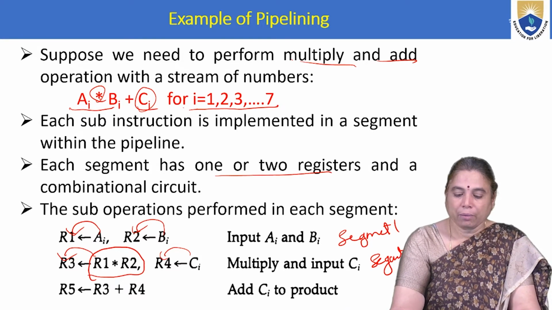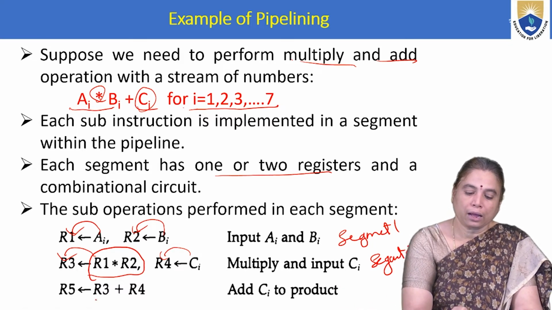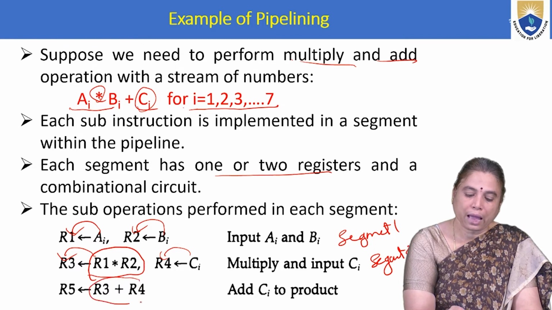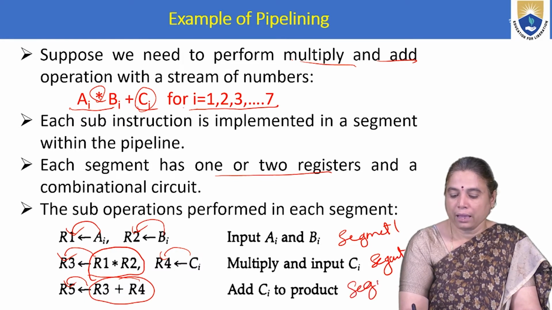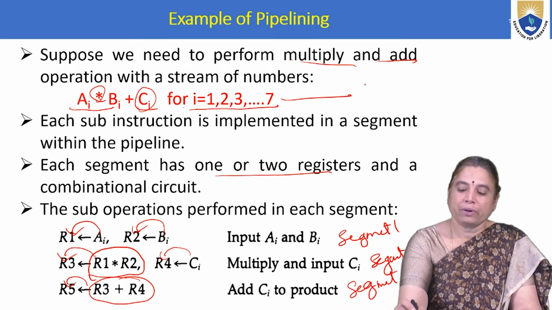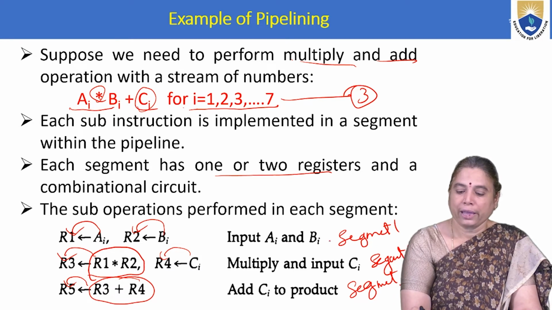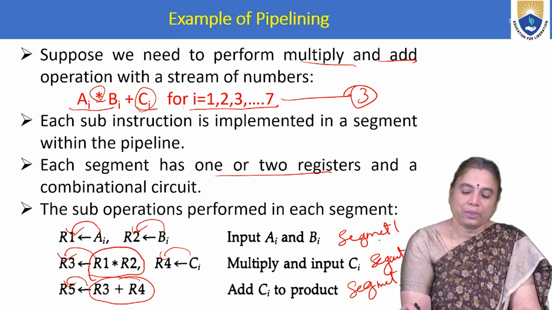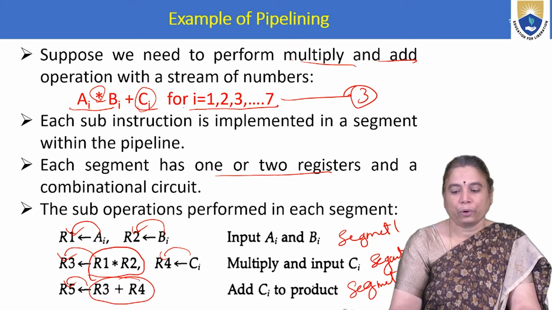The third segment operation is add Ci to the product. The product is available in R3 and can be added with the third number that is already stored in register R4. Both can be added and the result is stored in R5. So that is the segment 3 operation. The computational task can be divided into 3 segments. Segment 1 performs the input Ai and Bi. Segment 2 performs the multiply and input Ci. Segment 3 performs add Ci to the product.